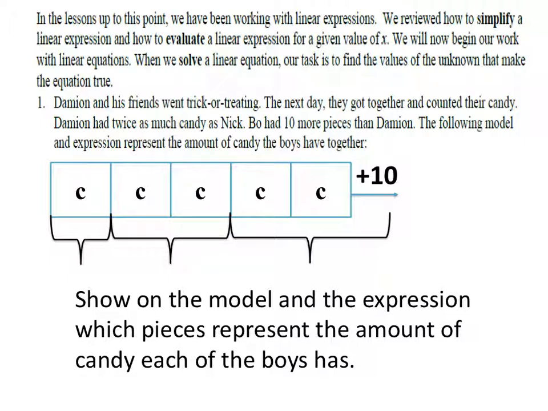So let's read this problem. Damien and his friends went trick-or-treating. The next day, they got together and counted their candies. Damien had twice as much candy as Nick. Bo had 10 more pieces than Damien. The following model and expression represent the amount of candy the boys have together.